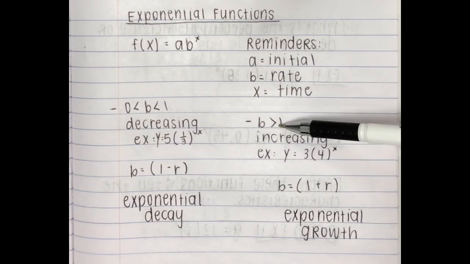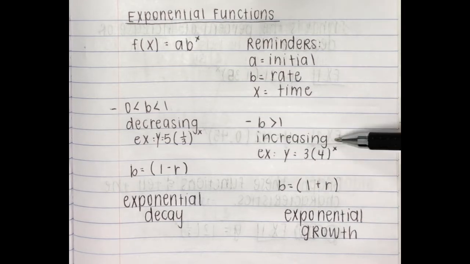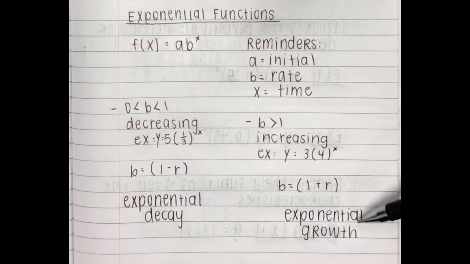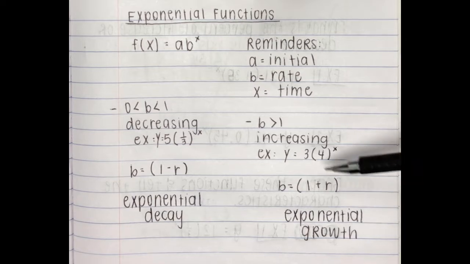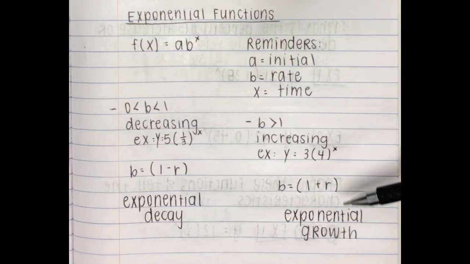If b is greater than 1, so like my b value that's raised to the power of x is greater than 1, then this is an increasing function, and it is exponential growth. It's growing, it's increasing, okay? And to get our b value, it would be 1 plus whatever our percentage is as a decimal. So let's look at some examples down below.